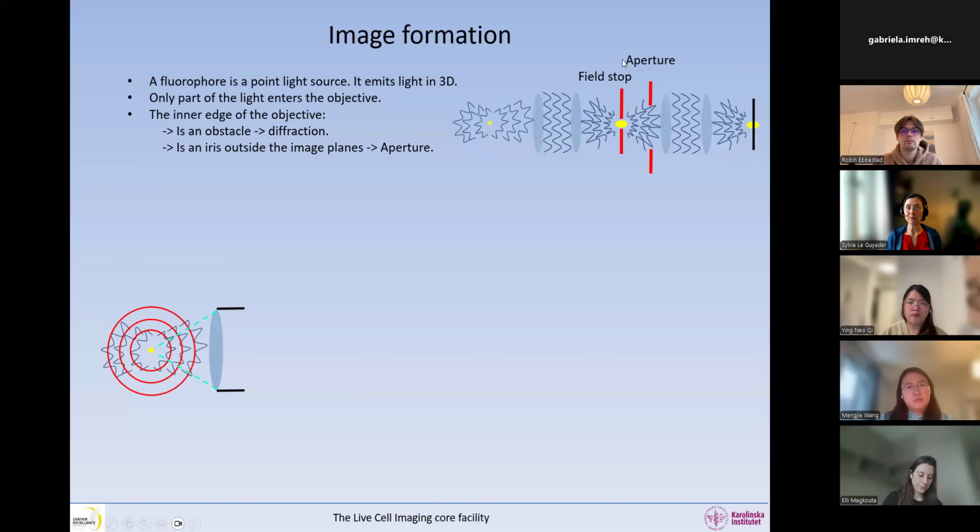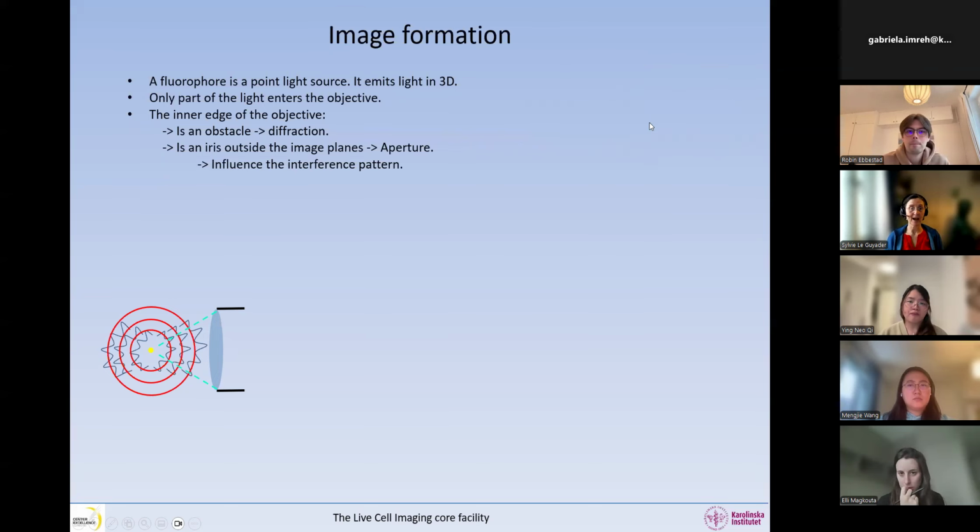But depending on where we put the iris, it's called a field stop or an aperture. And what happens in here is that there is no image here. So we are in a case of aperture, where the edges of the objective act as an aperture. The inner edge of the objective is an obstacle, so there is diffraction there. It's an iris outside the image plane, so it acts as an aperture, and it influences the interference pattern, which is, again, what we are recording as an image. It affects the whole image, the quality of the whole image. It doesn't work like a cartoon, it affects the quality of the whole image.